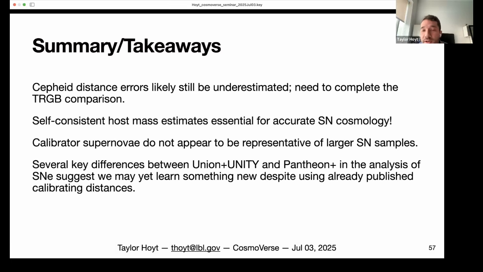Several key differences between Union Unity and Pantheon Plus, and the supernova analysis suggests we may yet learn something new and interesting despite both using the same published calibrator distances. And that's all.